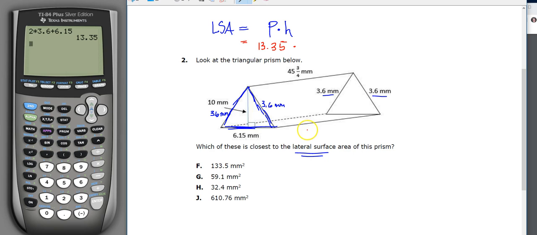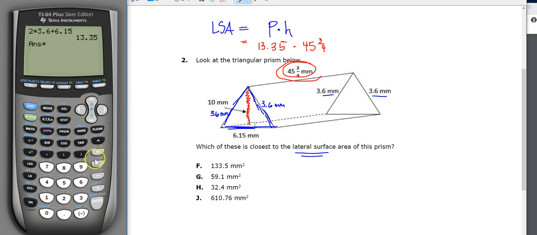Now the height of the prism, what we want to say it is, it's 10, but it's not. When I know that's the base that I've got outlined in blue, I want you to picture it sitting on its base, like flipping this prism up and realizing that the actual height of the prism is the 45 3/4. Okay, 45 3/4. So we're going to multiply those two numbers together.